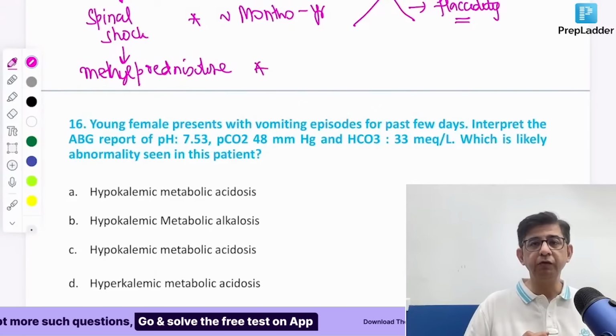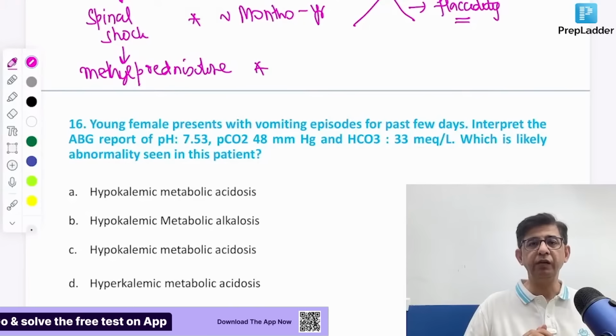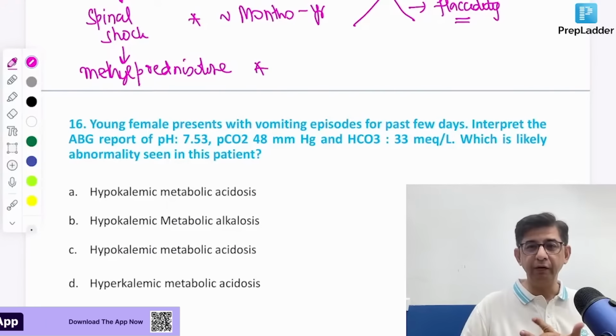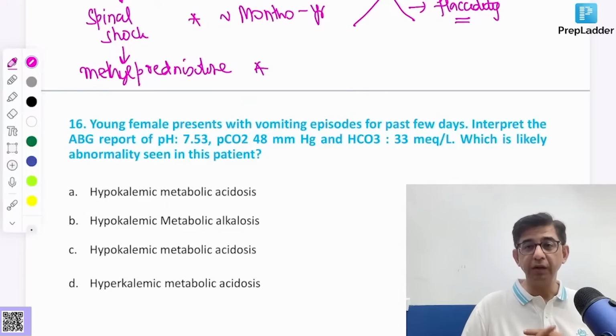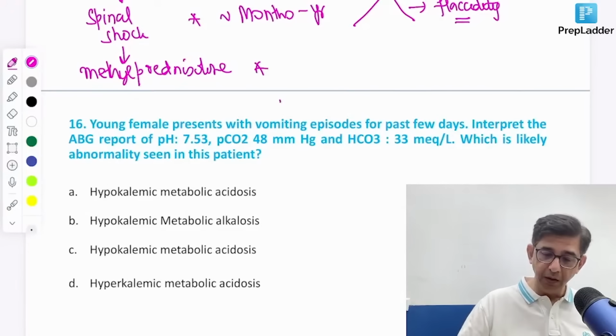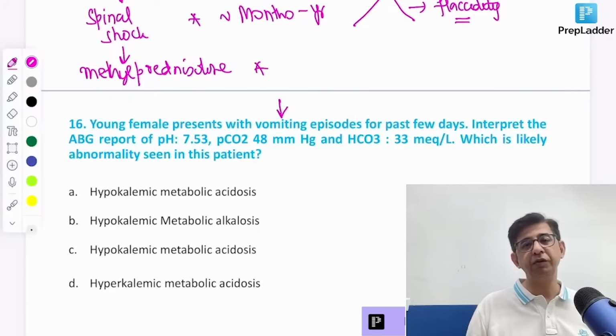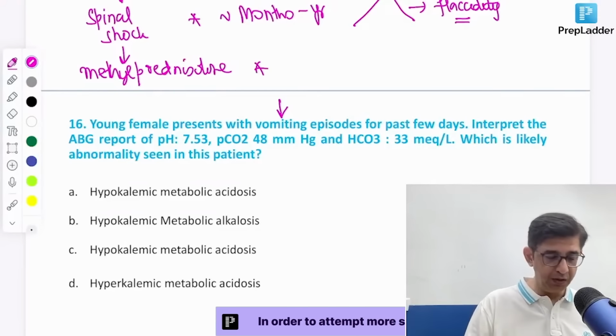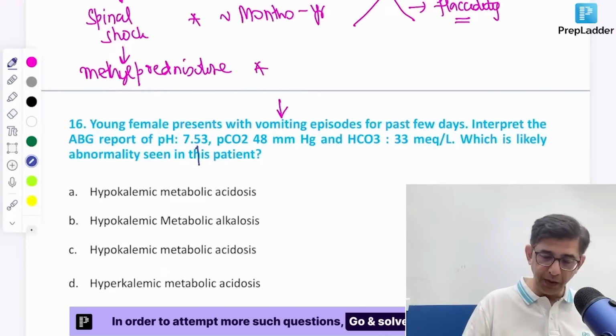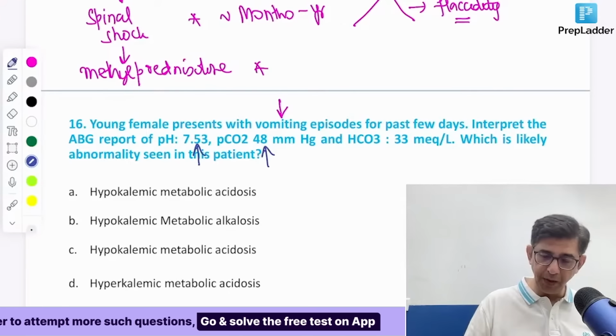Young female comes with vomiting episodes for the past few days. Interpret the ABG report. It was again a very funny question, because if vomiting is written, then even without the ABG report it gets solved. You can notice that in this question all are going up. pH is going up, PCO2 is going up, and bicarbonate is going up.